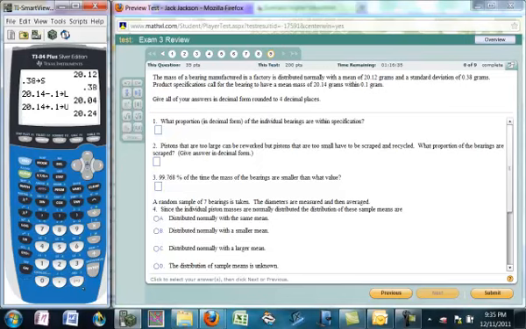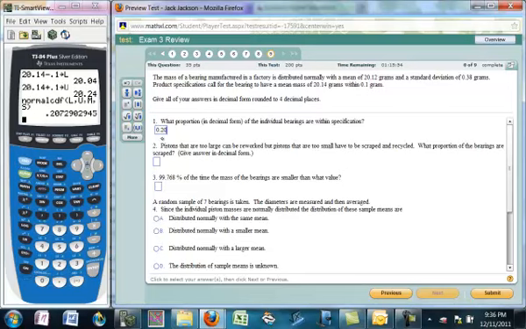So what proportion in decimal form of the individual bearings are within specifications? That is between the lower and the upper limits. Well, this is a normal distribution for our individuals, so we go to second VARS to distribution here. We choose number 2, a normal CDF. We give it the lower end, which is alpha L, and then the upper end, which is alpha U, and then we tell it the mean, which is M, and the standard deviation, which is S. And I know I've got all these things stored in the right places, so I can type those in again. We enter that, and it says to round off to 4 decimal places. So 0.2073.